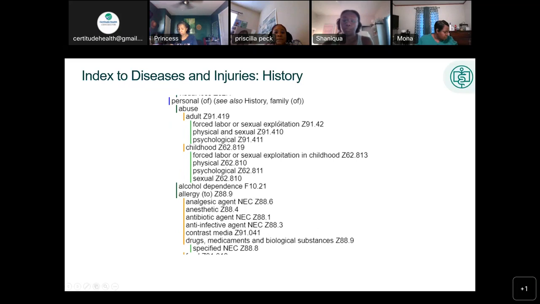So this is an additional slide that shows you that there could be multiple indentions. For example, you have a patient that has a personal history of abuse, but you still have to further break that down to identify whether the patient is an adult or a child, and whether that abuse took place during adulthood or childhood. So here, if you look at personal history of abuse, you have the diagnosis code Z91.419, and that's it for that description.